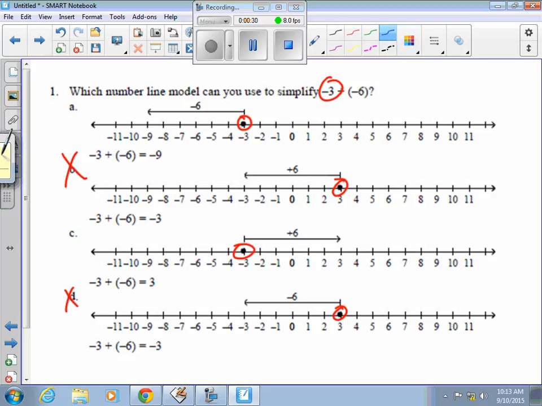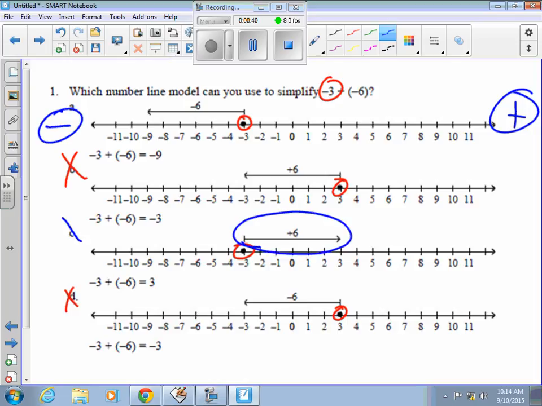You have to know that your negative numbers are this way, your positive numbers are this way. So if it goes to the right, if it goes this direction at all, it's wrong. So we're looking at this one goes to the right, that one's wrong for sure. So looking at A, it moves 6 times to the left, so A would be the correct one right there.